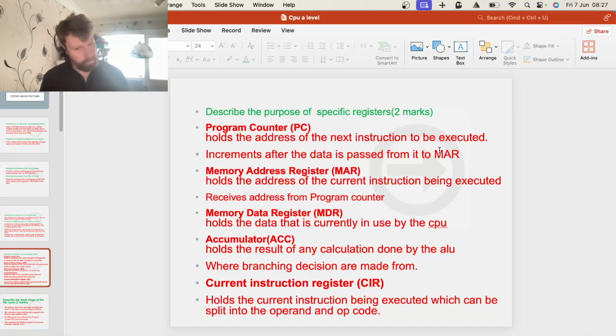So just make sure that you're not saying the program counter passes the data to the MAR, or the MDR gets the data from the RAM. It's the CPU which does that. I know that might sound a little confusing, but just get these definitions down. That's the most important thing.